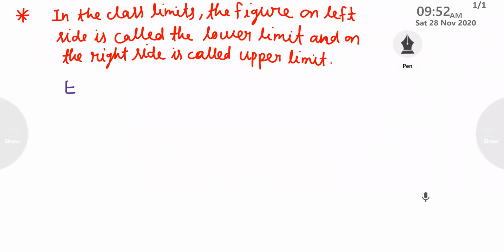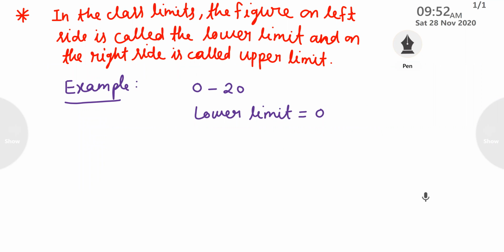Example, suppose I am writing interval here 0 to 20. What is lower limit here? Lower limit is equal to 0. Left side is lower limit. And upper limit is equal to right side. Right side is 20. This is lower limit and upper limit.